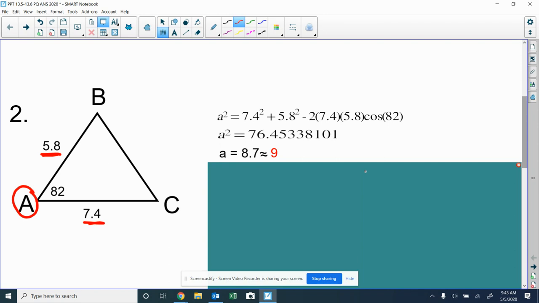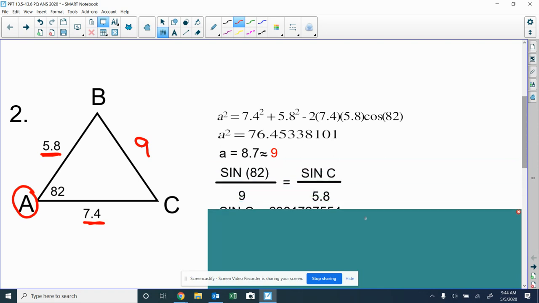Now, once you use the law of cosines, you only have to use it once. Use it once, and you're going to get this side. We're going to round this side up to 9. Once you get that, you can get your other values by using the law of sines. The law of sines is much easier, okay? So only use the law of cosines once if you have a side angle side like we have here. Once you get that, you're able to use the law of sines to get your other angles.